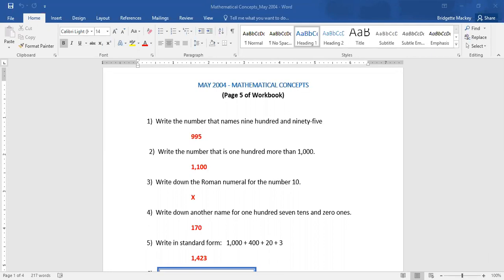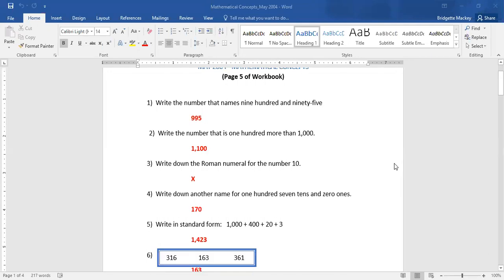We're just going to go through a paper for the grade 3, and it's 2004 mathematical concepts. Okay, so moving right into our questions. The first question asks us to write the number that names 995. So the question gives us the number in word form, and we have to write that in standard form.